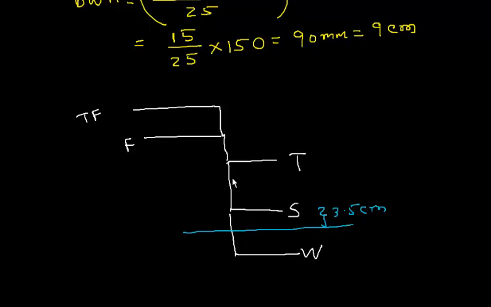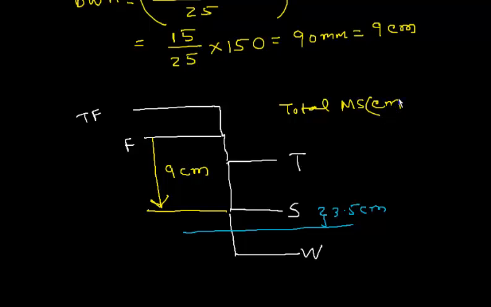Now, what is the dock water allowance? The dock water allowance is the distance between F and S mark. So this is the dock water allowance, which is 9 centimeter. If the vessel was in salt water, we'd use only this sinkage. However, the vessel is in dock water, so we use total mean sinkage. Total mean sinkage in centimeter is 9 centimeter plus 3.5 total distance. So 9 plus 3.5 is equal to 12.5 centimeter.